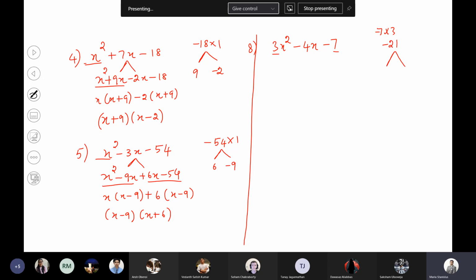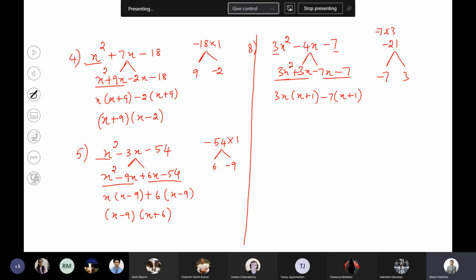Therefore, divide minus 21 in such a way that if you add those two numbers together, you get minus 4. So minus 7 and 3. So this can be split as 3 and minus 7. So 3x square plus 3x. So if I group these two terms, I can take 3x as a common factor, therefore I get x plus 1. And from the next two terms, I can take minus 7 as a common factor. It will become x plus 1.